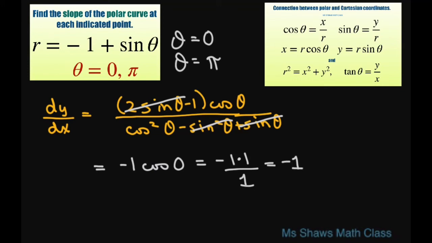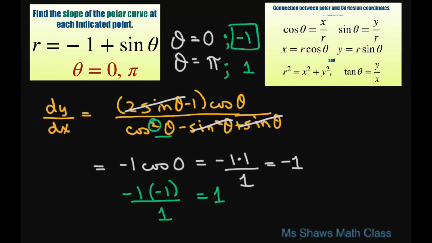And at pi, we're going to get negative 1 times negative 1, divided by cosine of pi, which is negative 1, but you have to square it, so it'll be positive 1. So this equals 1. So at theta equals 0, we're going to get negative 1, and at pi, we're going to get 1. Those are the slopes at these points.